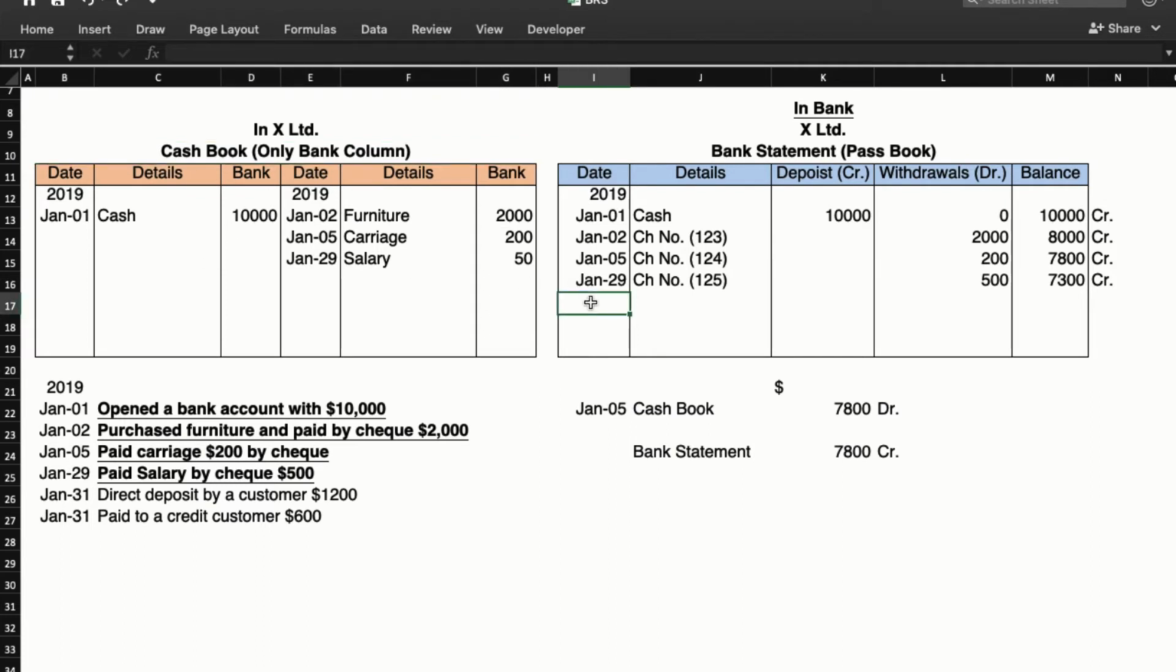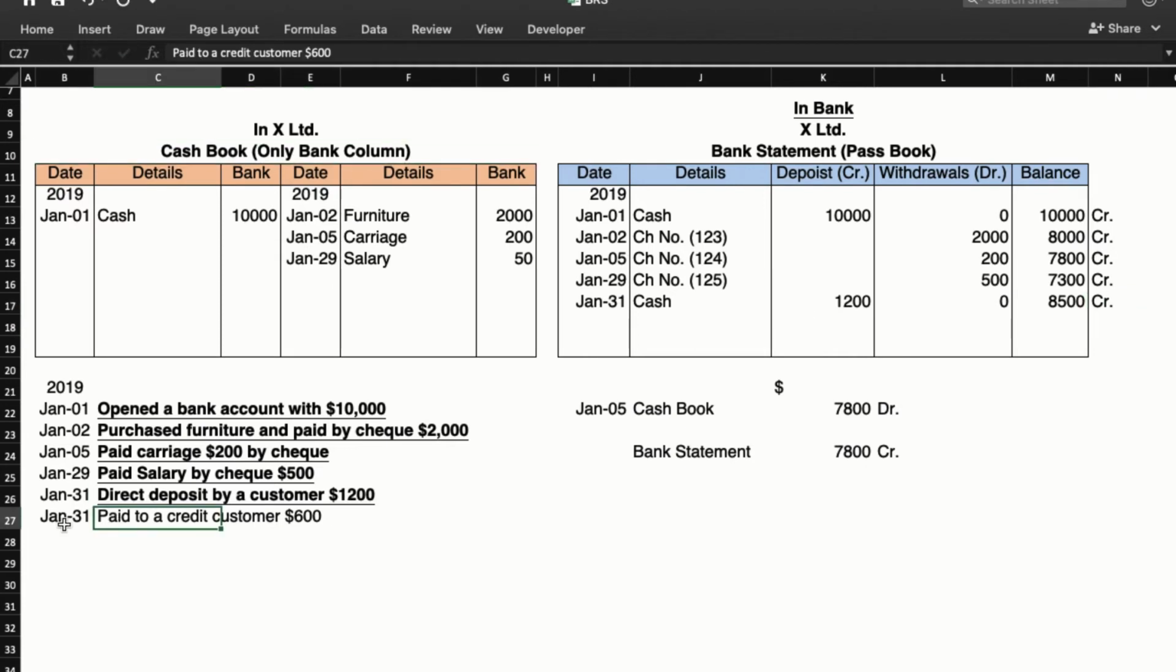But as he put the money in my bank account, see the recording the bank will do for this transaction. The bank will write cash, as the bank got the cash from the customer, and the bank will put this 1,200 in the deposit column, the credit column, and there is no withdrawal. The balance will be 7,300 plus this 1,200, so the balance will increase. Now the balance is $8,500 credit balance.